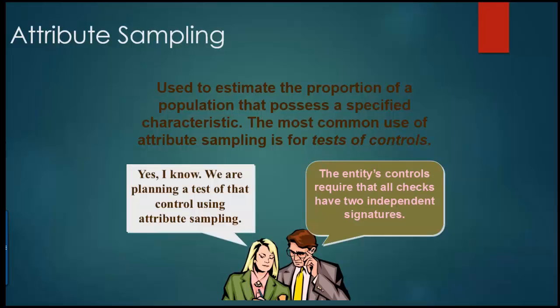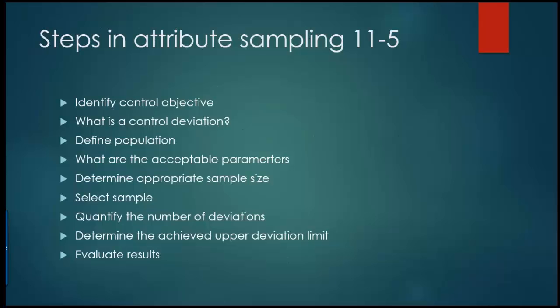Okay, so I guess these things do show up. Okay, the entity's control requires that all checks have 2 signatures. Yes, we know we're planning a control test of attribute sampling.